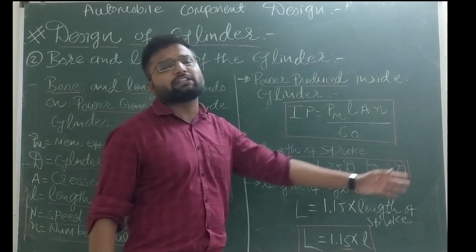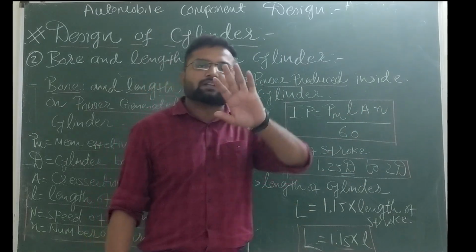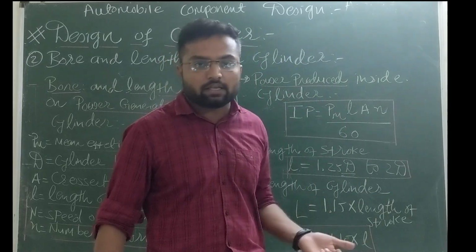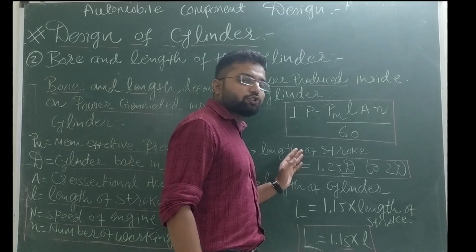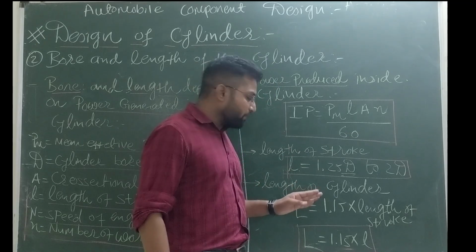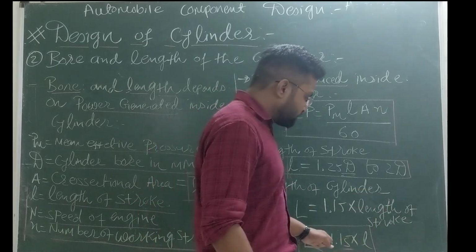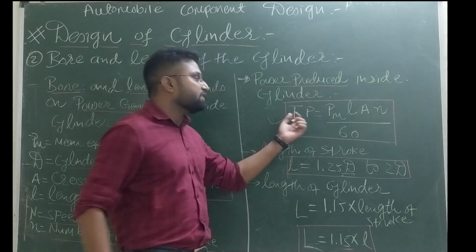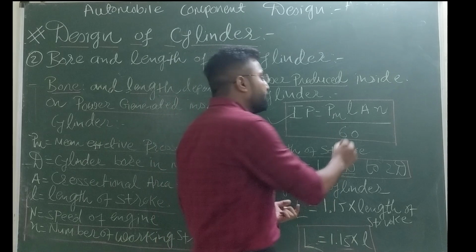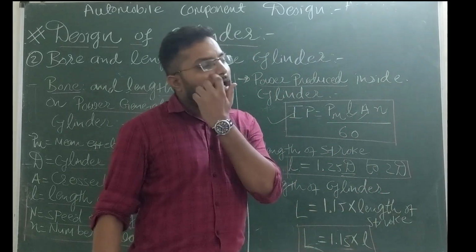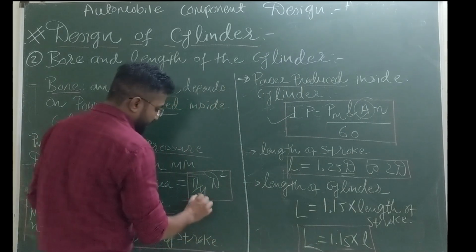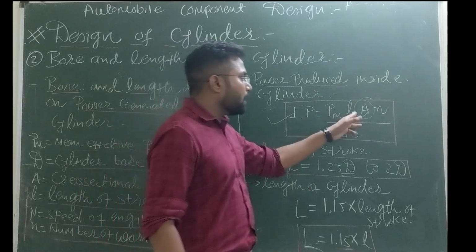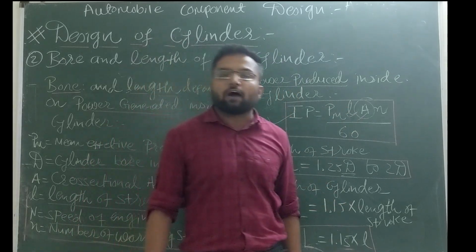Also, our total cylinder length is always 15% more than the stroke length. So after finding the stroke length, we can easily find the total length of our cylinder, which is 1.15 times the length of our stroke. Ultimately, depending on our input criteria, which is indicated power, we can easily find our length of stroke and diameter, which is also determined by this equation. So our indicated power will provide us the length as well as the diameter of our cylinder.